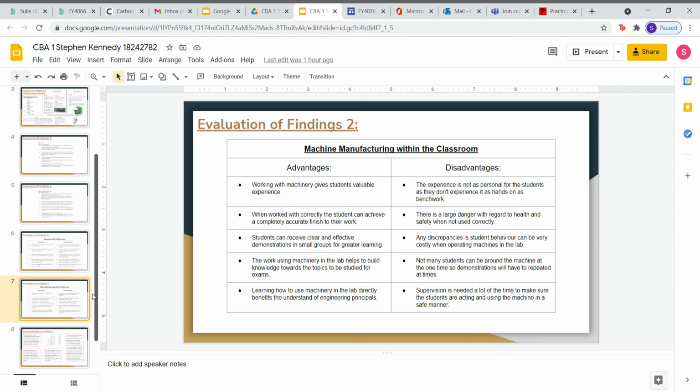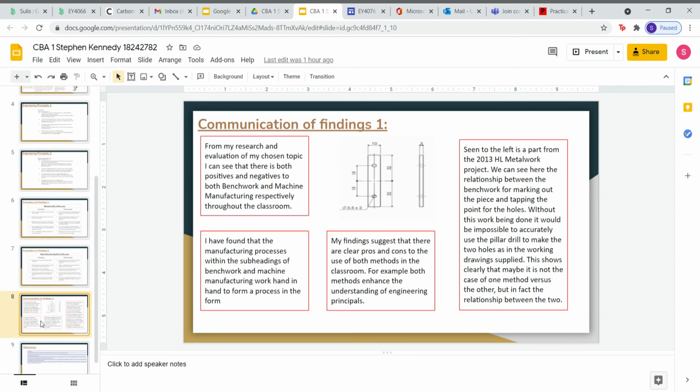Then I moved on to the communication of my findings. What I noticed most from this control-based assessment is that when I started out, I was looking at bench work versus machine manufacturing. But I came to realise that they work very well together and you can't really have one without the other.